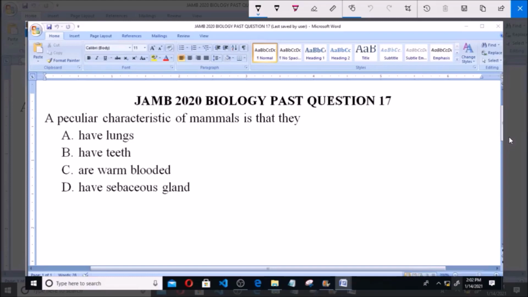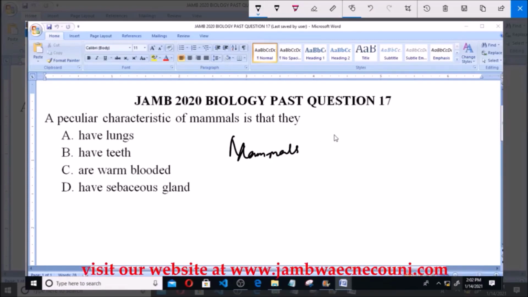I'll be answering Jamb 2020 Biology Past Question 17. A peculiar characteristic of mammals is that A. They have lungs, B. have teeth, C. are warm-blooded, and D. have sebaceous gland. Now, we refer to mammals as organisms that give birth to their young ones alive. And like you know, mammals are warm-blooded.